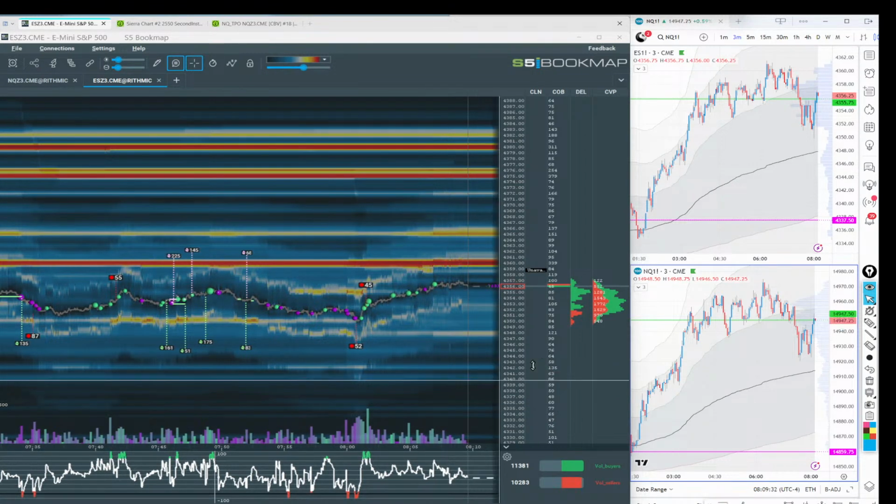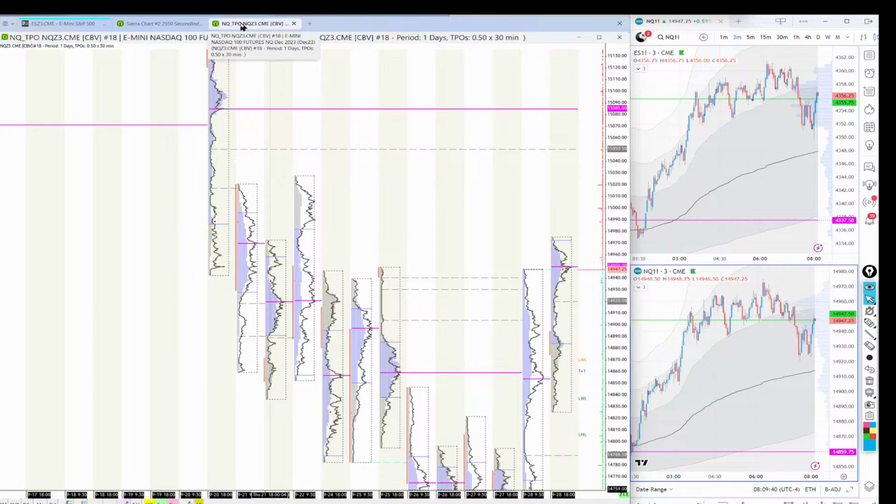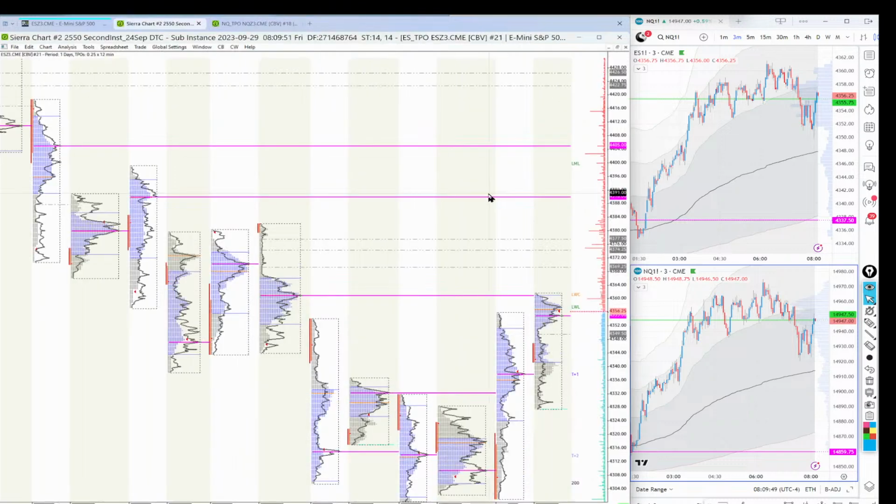Okay, right. So today we are talking about profiles, and we're going to talk about profiles both on ES and NQ. So I've dragged it into the screen sharing, my Sierra combined TPOs and VPs, and we're going to start with ES, right?